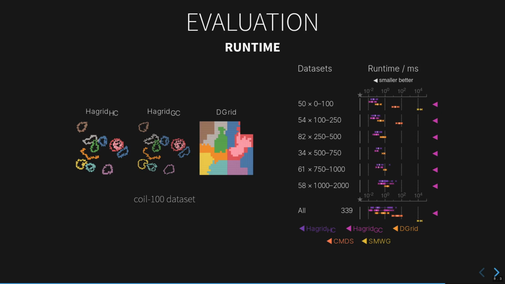I use for illustration a bigger subset of the previously used Coil 100 dataset, where Hagrid keeps the global structure, whereas DGrid, which has a space-filling approach, fills the space, which has the advantage of bigger grid cells, but comes with the loss of the global structure of the scatterplot.